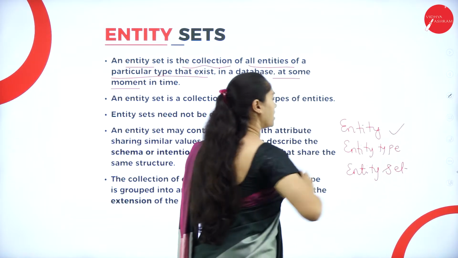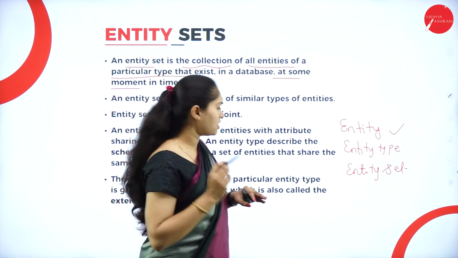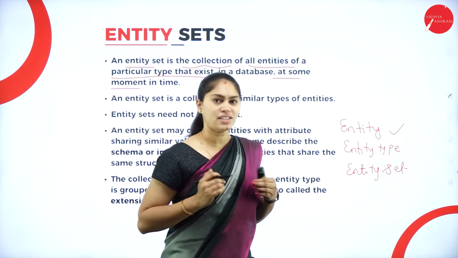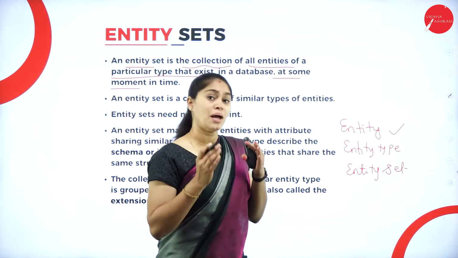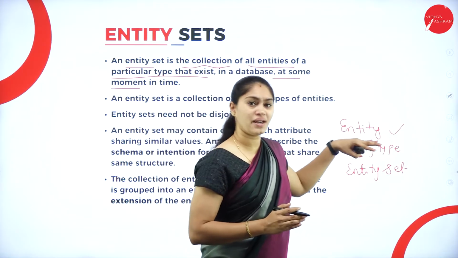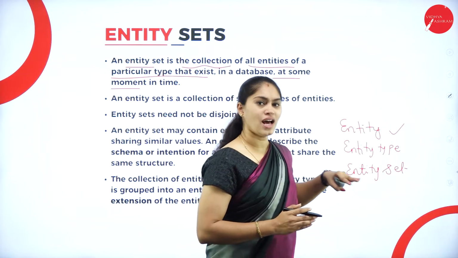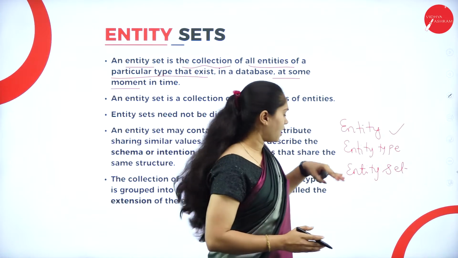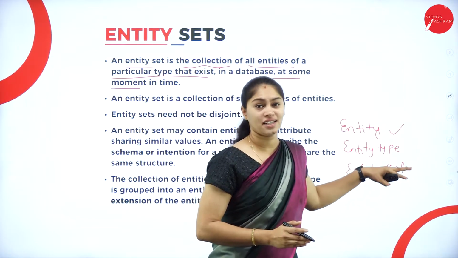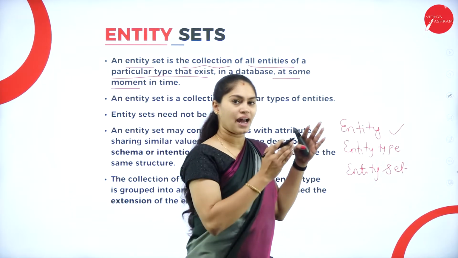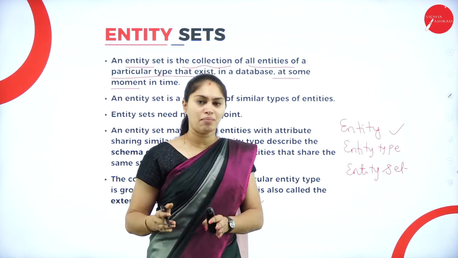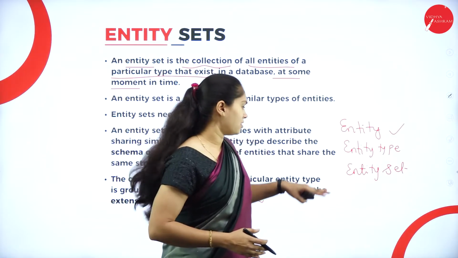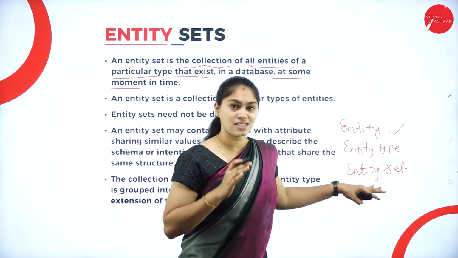So already we know what an entity is: a real world object. When it comes to the entity type, we are going to have different types of attributes, but the value will differ from one entity to another entity. If I have a collection of entities, then we are going to call that an entity set. For example, I have student entity, employee entity, course entity. If I consider everything together, then it will be an entity set.